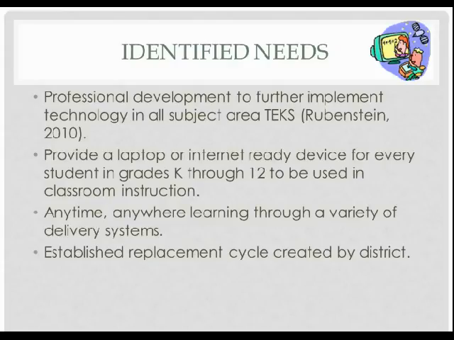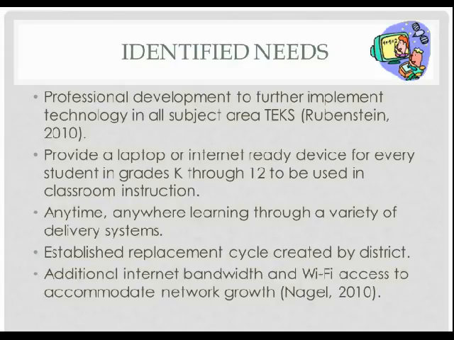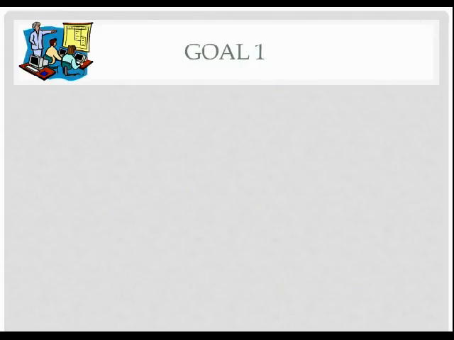We're looking at various learning management systems to implement in the future to help our students have that 24/7 access to learning. We also want to establish a replacement cycle created by the district, and we have a need for additional internet bandwidth and Wi-Fi access to accommodate network growth. And this need is so important because as more and more of our students are bringing their own devices and we're issuing more devices to them, our wireless access points have been upgraded, but we need more bandwidth coming to them. So let's take a look at our first goal to meet some of these needs.